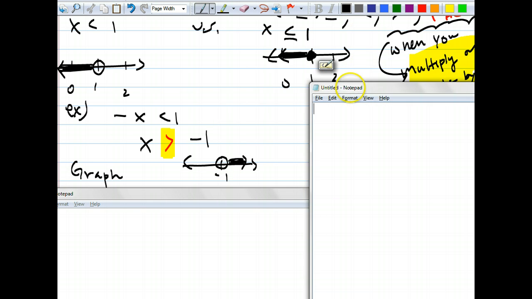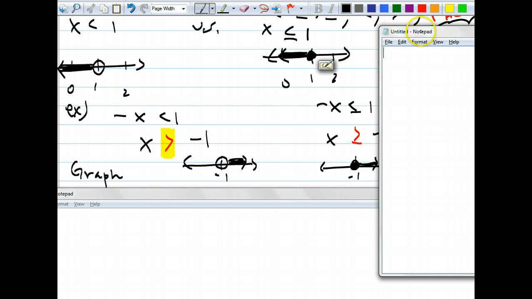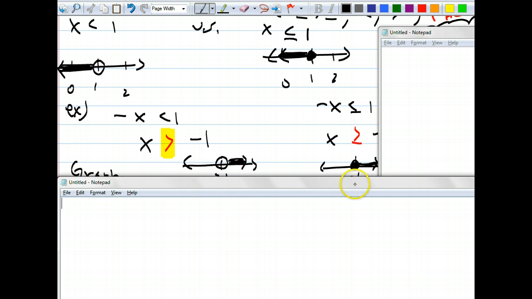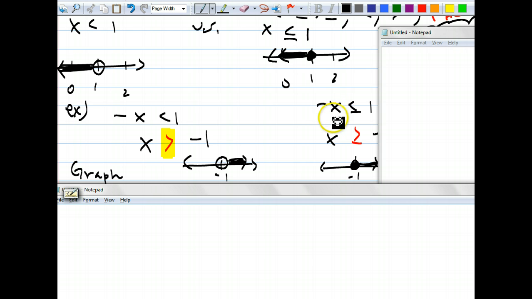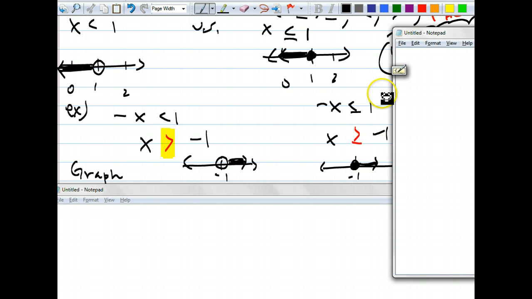How about this one? How would you do this one here? Negative x less than or equal to 1. When you divide both sides by -1 or multiply by -1, same thing, isn't it? Don't you get x greater than or equal to -1? You must reverse it, right? And so here's the graph.